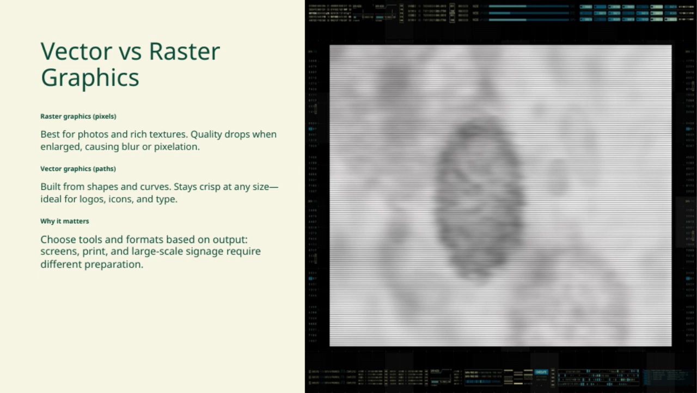Now let's talk about the two main types of graphics, vector and raster. Vectors are built from shapes and curves, which means they stay crisp at any size. This makes them perfect for logos, icons, and text because they always look sharp, no matter how big or small. On the other hand, raster graphics are made up of pixels. They work well for photos and images with rich textures. But be careful. When you enlarge raster images, their quality can drop, leading to blurriness or pixelation.